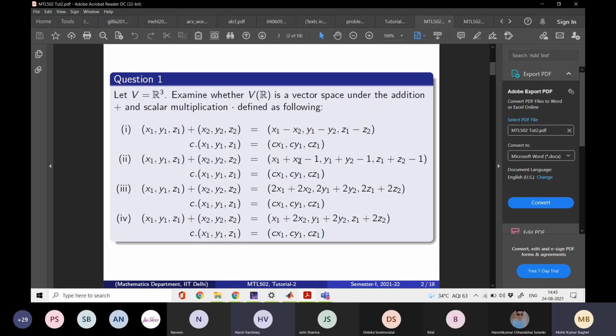If alpha is a scalar and u and b are vectors in R3, then alpha into (u plus b) is not equal to, I think, alpha b plus alpha u. Yes, sir. There is a distribution problem.